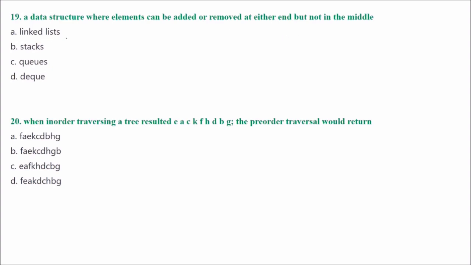Next is a data structure where elements can be added or removed at either end but not in the middle. What is the answer? The answer is DQ. DQ is a double-ended queue, we can say.